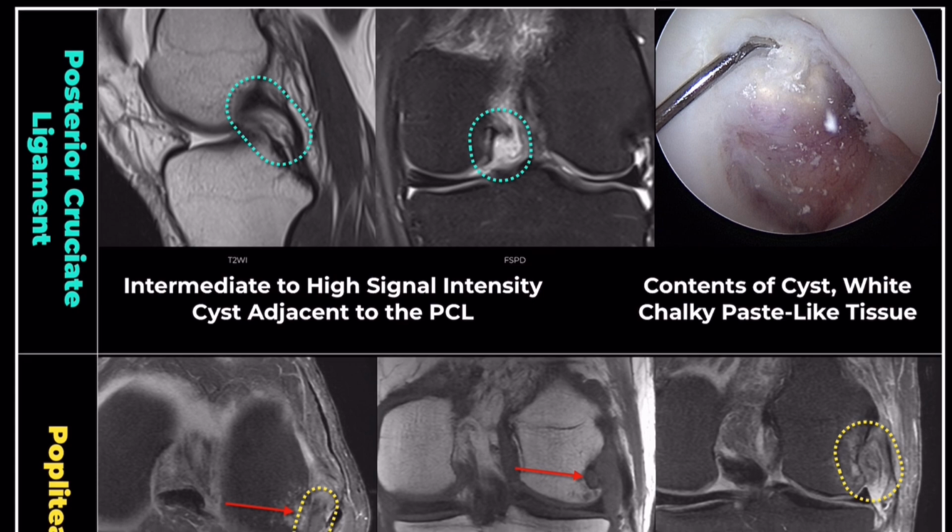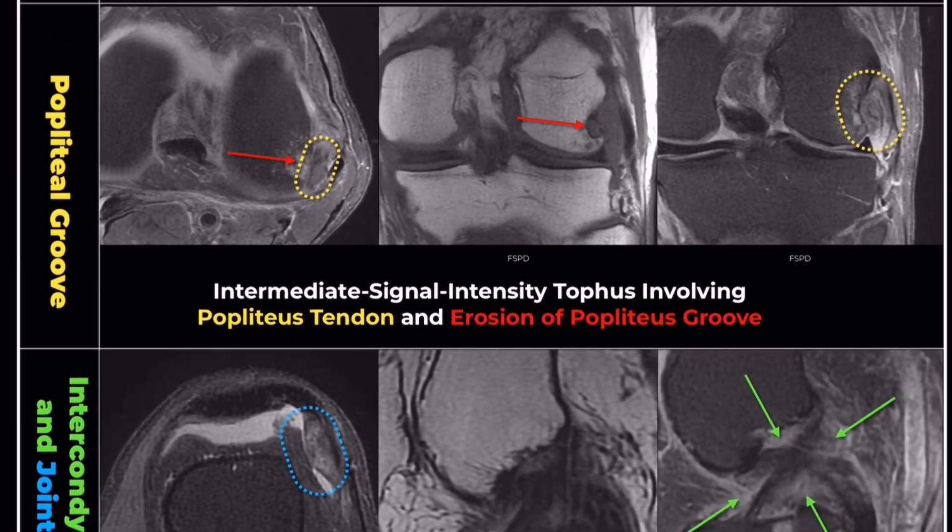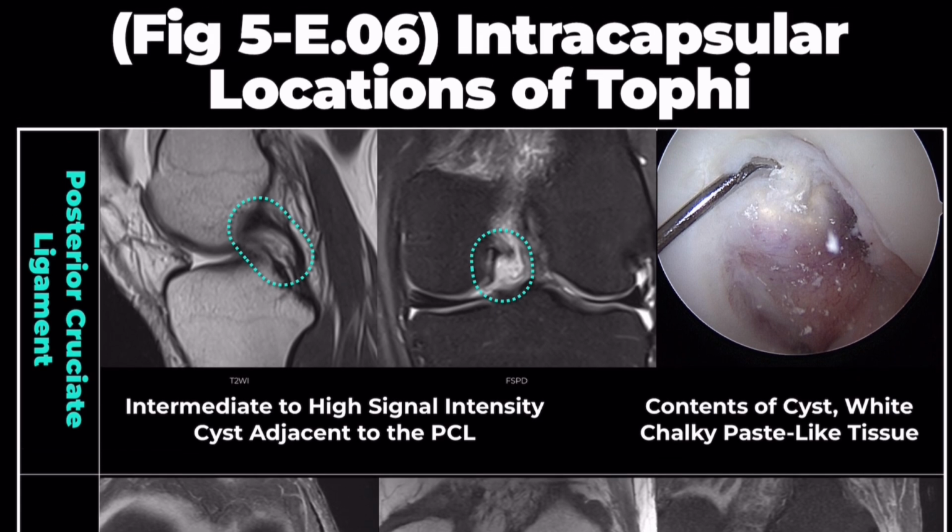Today, we will discuss 3 cases of gout displaying intracapsular locations of Tophi. In the first case, the tophus is located within the posterior cruciate ligament. MRI shows an intermediate to high signal intensity cyst adjacent to the PCL.